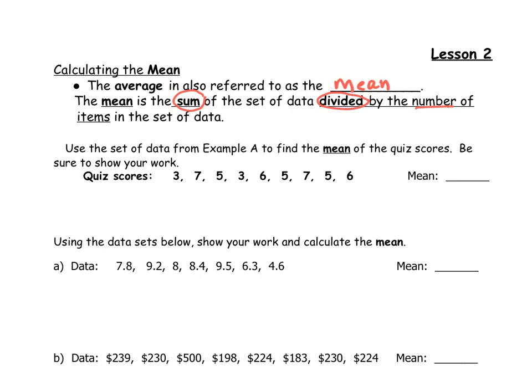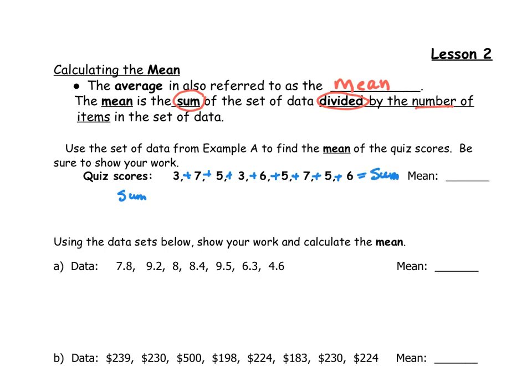So let's practice this. It says use the data set from example A to find the mean, the average, of the quiz scores below. Be sure to show your work. Now, since we're using a calculator, you don't have to show me that 3 plus 7 plus 5 plus 3, but what I would like to see is the sum. And so the sum is when you add all of these items. To find the sum, you would add all of these numbers together, and that would equal the sum.